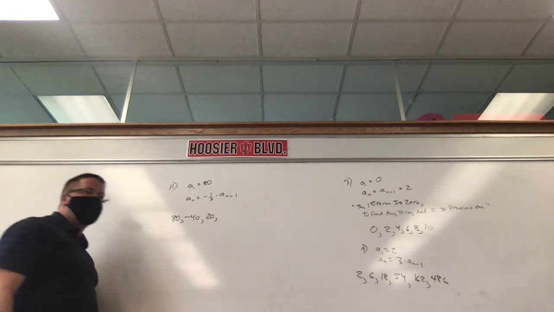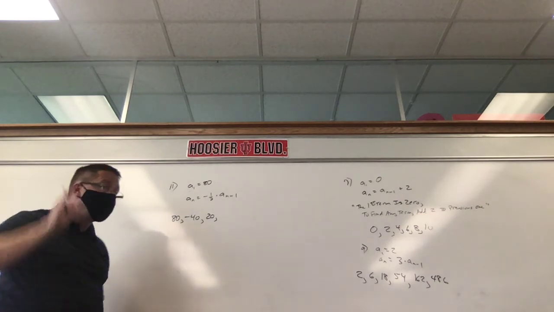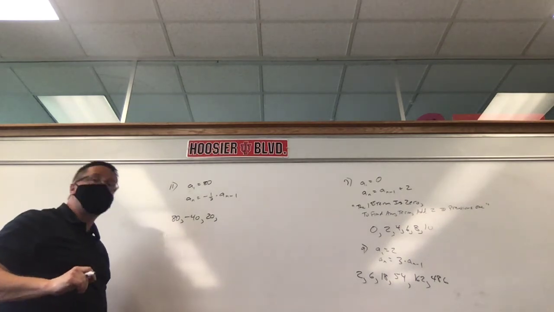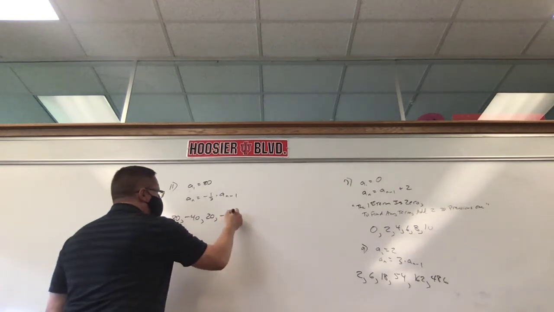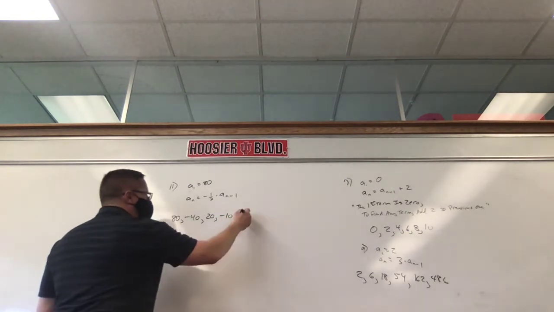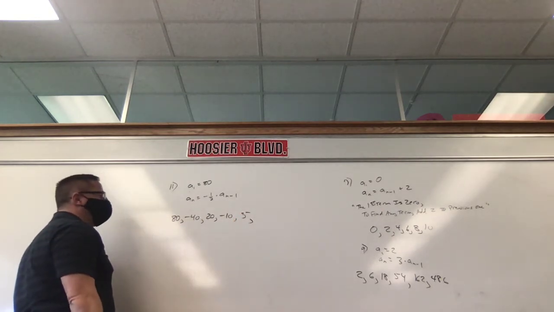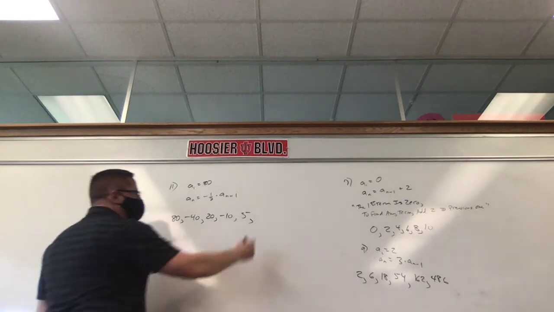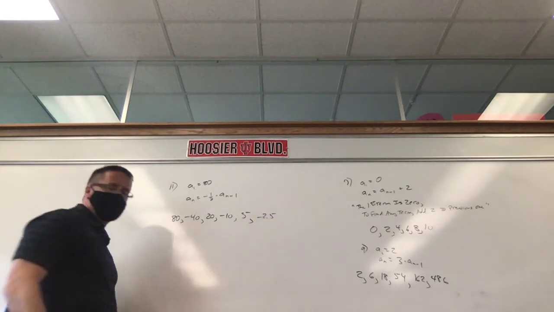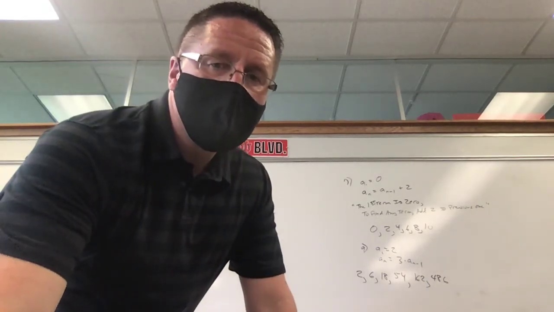What's negative half of positive 20? Negative 10. What's negative half of negative 10? Positive 5. They want 6 of them, so what's the last one? What's negative half of positive 5? Negative 2.5. And half of that is 1.25.